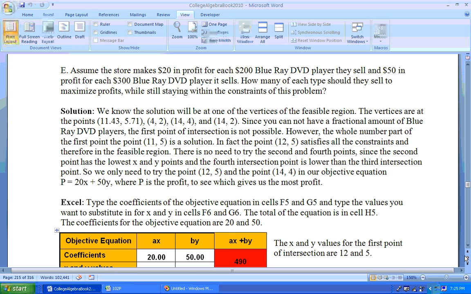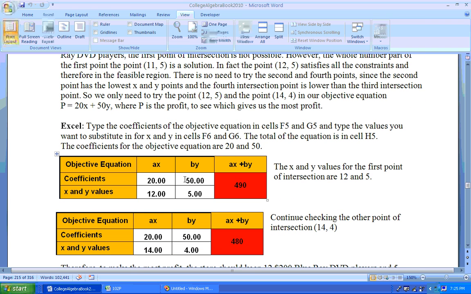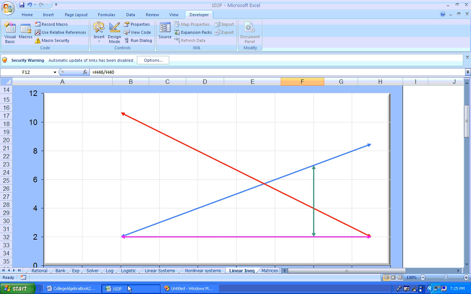So I can put these into my objective equation right here on the Excel sheet, 20 and 50, and then I would try the different points of intersection. And some of those points of intersection are not whole numbers. Like, for example, if I look on this solution region on the Excel sheet, it definitely wouldn't be down here. This is only 0, 2. That's not going to give you a maximum profit.